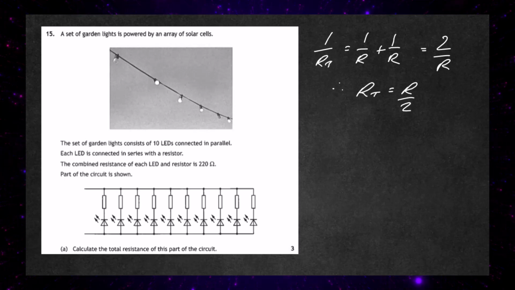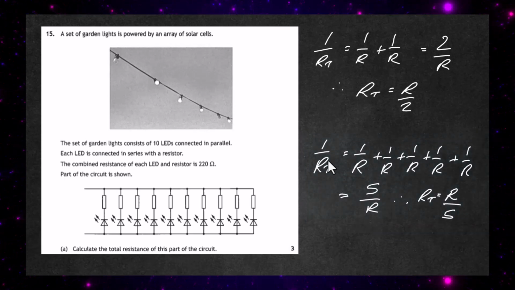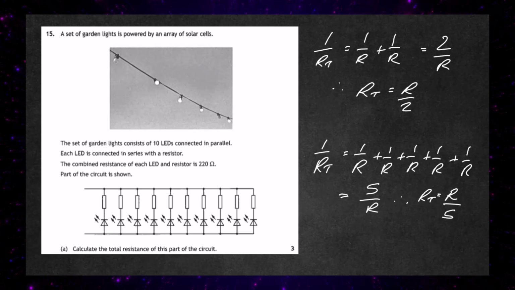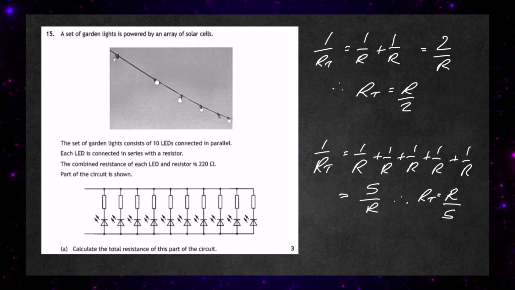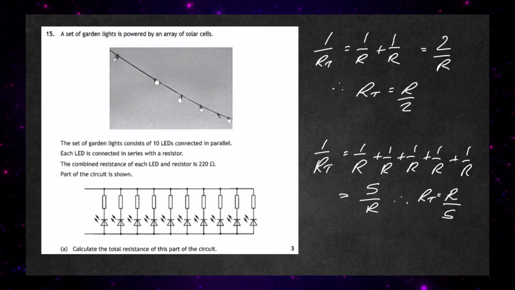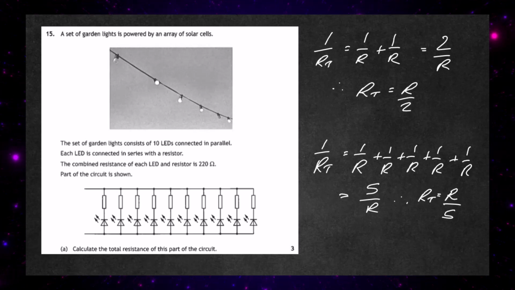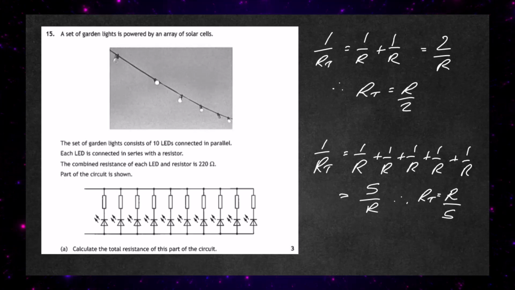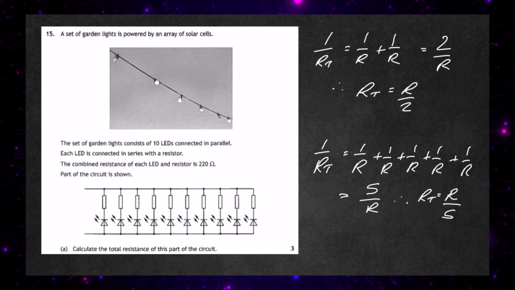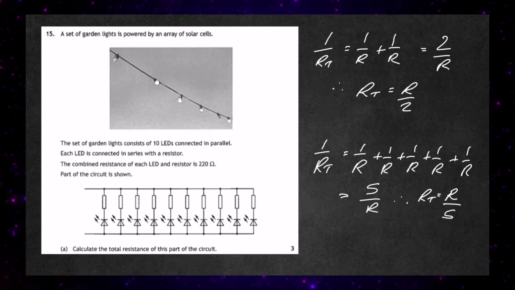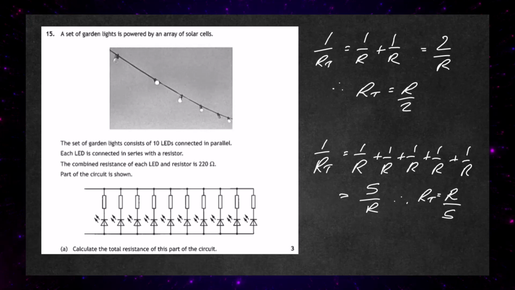We can extend that to 5 resistors in parallel. So 1 upon RT is going to equal 1 upon R plus 1 upon R, all the way up to 1 upon R for the 5th one. We add it up, we get 5 divided by R. And therefore the total resistance, once we flip it, is going to give you R divided by 5. So the pattern is, if you've got N identical resistors in parallel, then the combined resistance is going to be the value of that resistance divided by N. Just as simple as that.